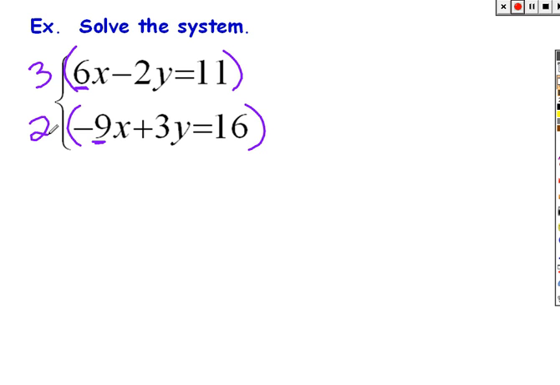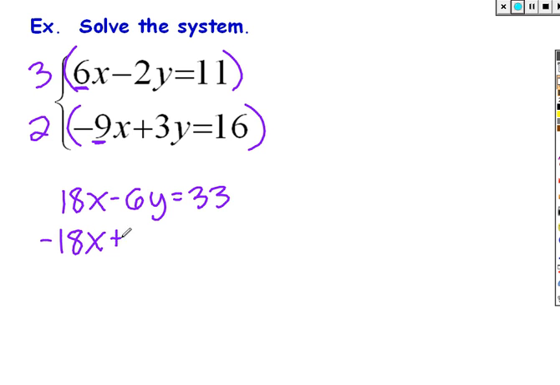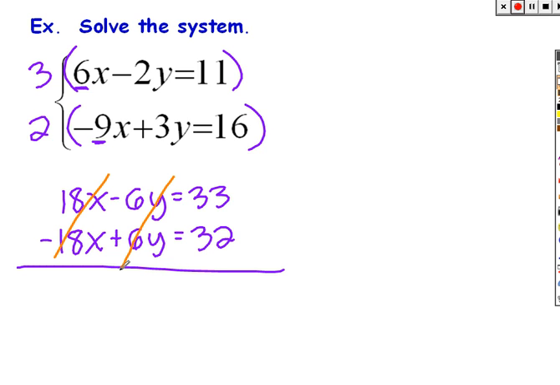And maybe you decided to eliminate y. You may have actually chosen the same numbers if you were trying to eliminate y. So let's just go through with this. Distribute the 3, multiply everything in that first equation by 3, and everything in that second equation by 2. And then if we add down, you'll see, okay, well, wait a minute, the 18s cancel and the 6s cancel. So I'm left with something like 0 equals 65.